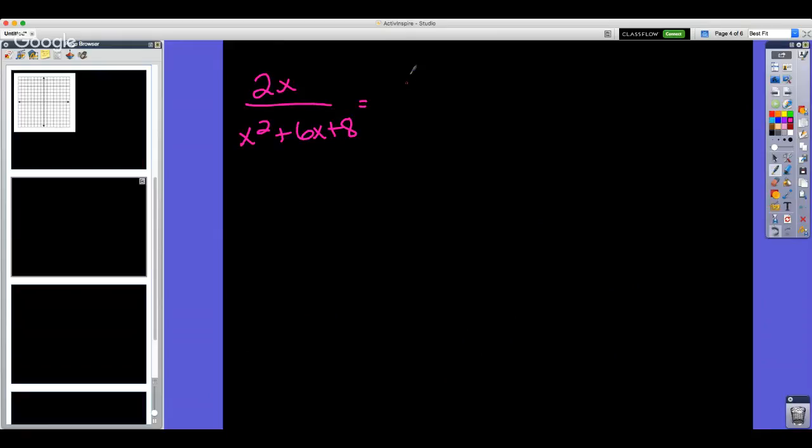Now, when I solve, someone give me a strategy. What can I do when I solve here? Common denominator, right? You're going to find that this one becomes a little different. And I would highly recommend making sure that you know how to do this one specifically.